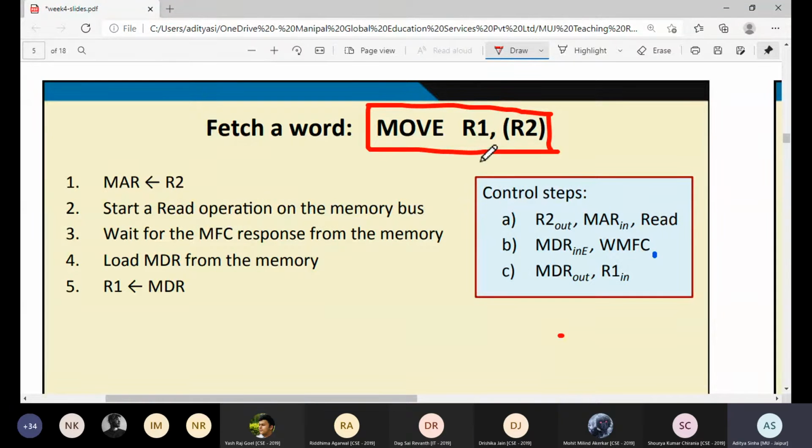Move the contents of R2 to the register R1. What is this bracket? It means the contents of the register. Are you sure? Somebody wants to correct?